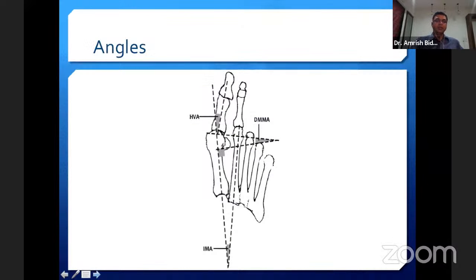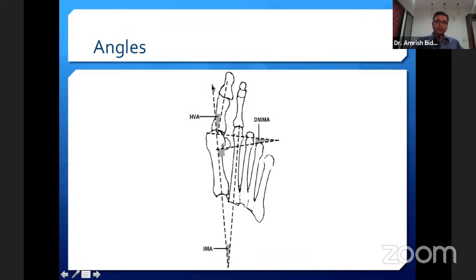So why we need the X-rays is because we are looking for these angles. These angles help us in the classification of the problem. There are two main angles. One is the hallux valgus angle. You do it on the weight-bearing X-ray. You draw one line from the center of the first metatarsal, and you draw another line in the axis of the big toe, or the proximal phalanx of the toe. The angle between that is called the hallux valgus angle.